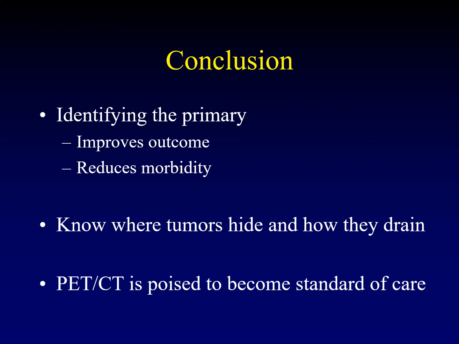In summary, it's really important to identify a primary tumor if we can. Identifying the primary improves the outcome for the patient, and it reduces the morbidity because we can focus our treatment on one area of mucosa instead of trying to treat all of the mucosa. It's important for a radiologist to know where tumors tend to hide from endoscopy, and also know how tumors tend to drain based on the site of the primary tumor, so that you can work your way back logically. When you see a pattern of spread to nodes, know where that pattern was likely to have derived from, where the primary tumor is most likely to be.